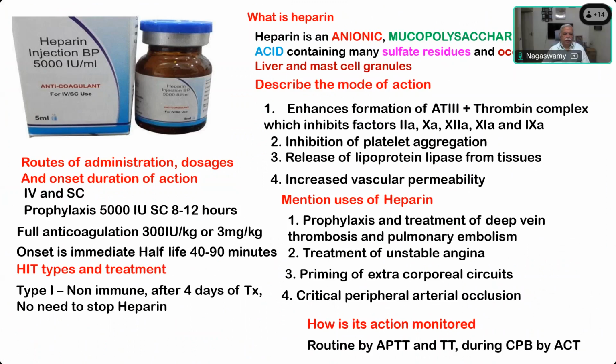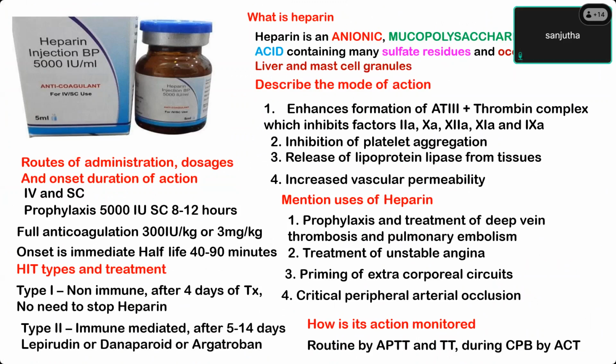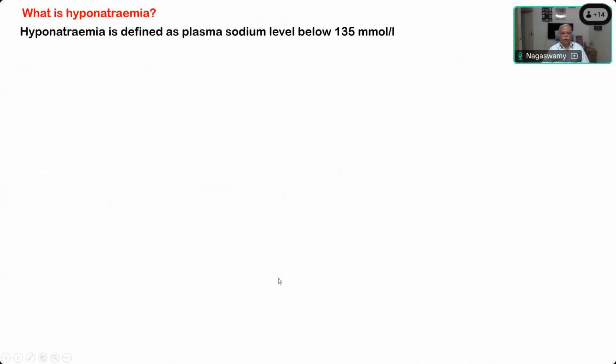10 to 15 days. What is the treatment? You have to stop heparin. Heparin must be discontinued. What is the alternative? Lepirudin, argatroban, or danaparoid. So it can happen after 5 to 14 days, but the alternative is you have to stop heparin and give an alternative anticoagulant. What is hyponatremia?